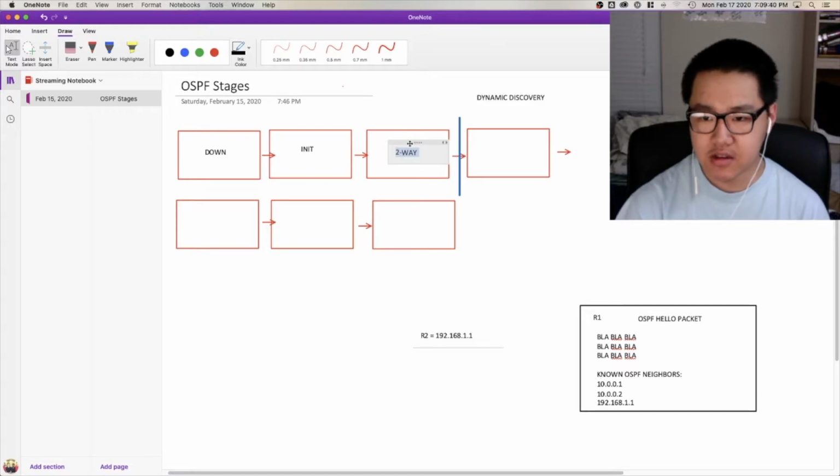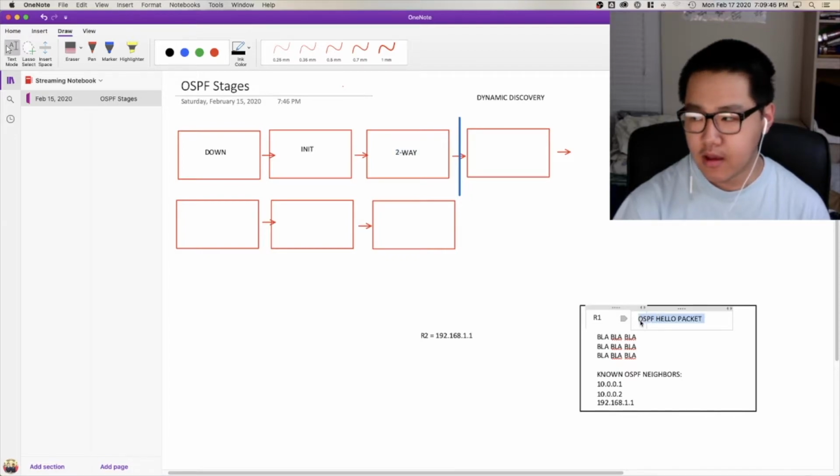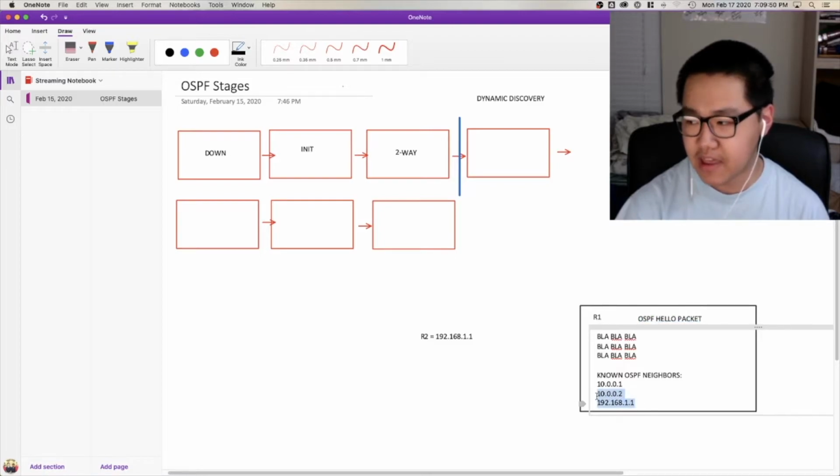Two-way means that in this hello packet, I've received an updated hello packet that now contains my IP address. So we are in two-way. And presumably, these routers will move into two-way together.